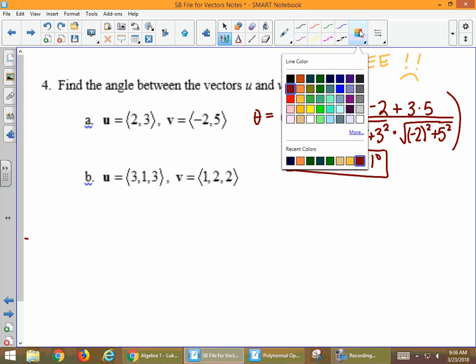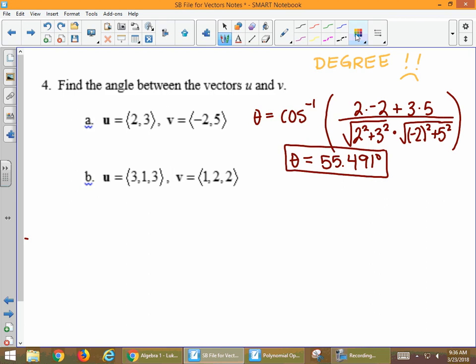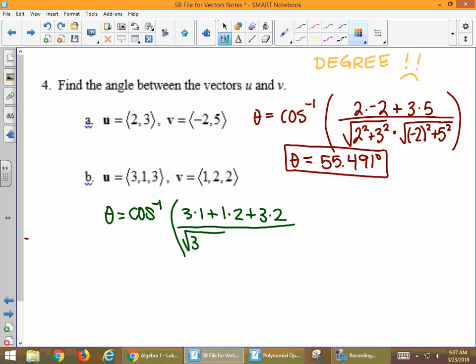All right, let's work this three-dimensional vector problem. Then I'll come around and help you with your calculators if you need it. We're going to do arc cosine of the dot product: 3 times 1 plus 1 times 2 plus 3 times 2, all over the magnitudes. Your 2 magnitudes each have 3 components: 3 squared, 1 squared, and 3 squared, all under the square root, and 1 squared, 2 squared, 2 squared, all under the square root. Put it in your calculator just like that. You should get 32.734.